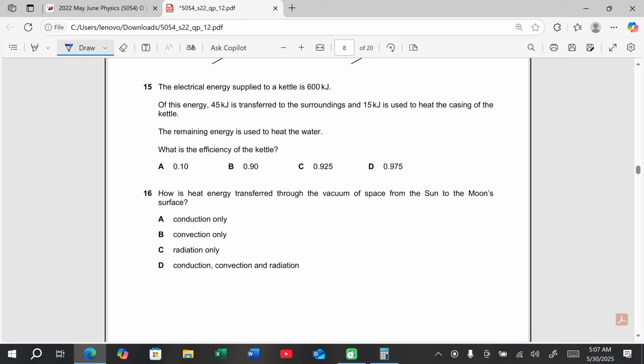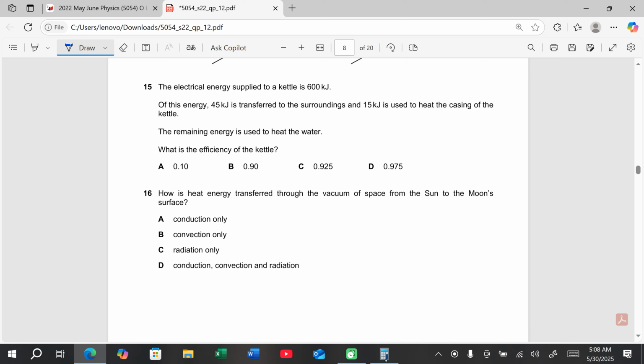Electric energy supplied to the kettle is 600 kilojoules. Of this energy, 45 kilojoules is transferred to the surroundings and 15 kilojoules is used to heat the casing of the kettle. The remaining energy is used to heat the water. What is the efficiency of the kettle?